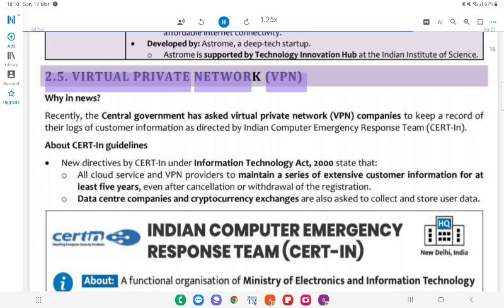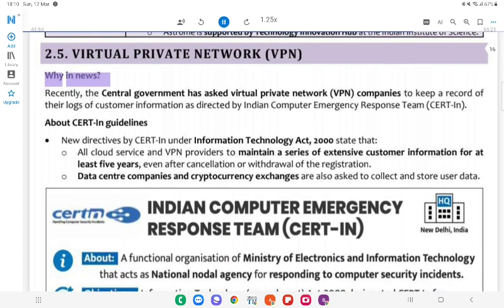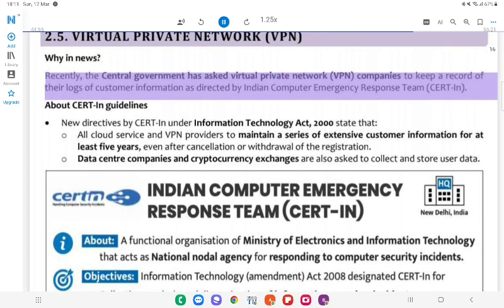2.5. Virtual Private Network (VPN). Why in news? Recently, the central government has asked virtual private network (VPN) companies to keep a record of their logs of customer information as directed by the Indian Computer Emergency Response Team, CERT-In.